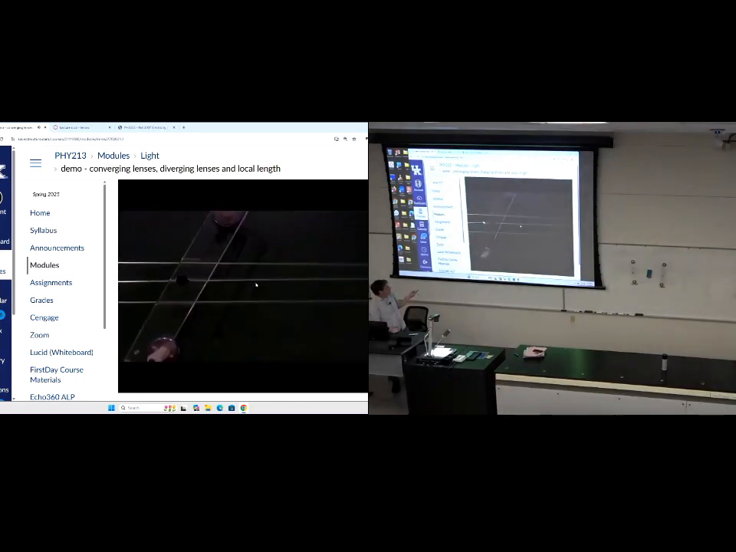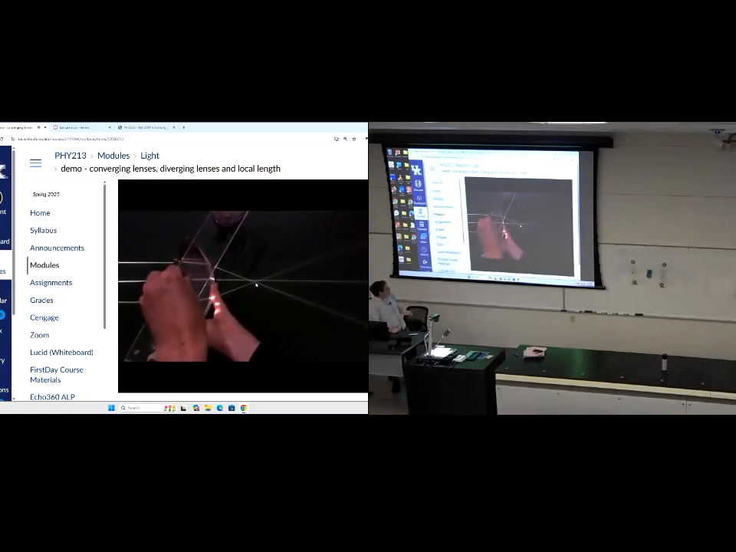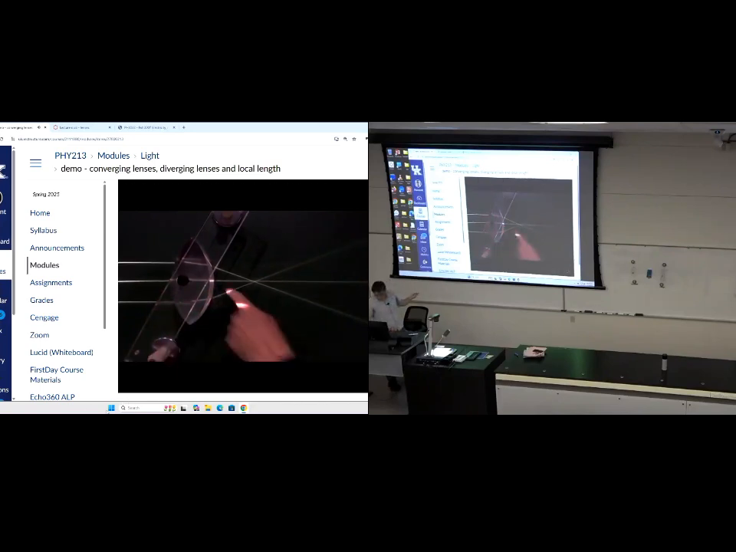Okay. I think I'm going to shut the lights off so we can see the rays more clearly, and I'm going to plug in the converging lens. We stick it in there, and let's take a look. I've got these parallel light rays. They're being bent towards the optical axis. They're converging. They're going through the focal point. So this is indicating the focal point to me.